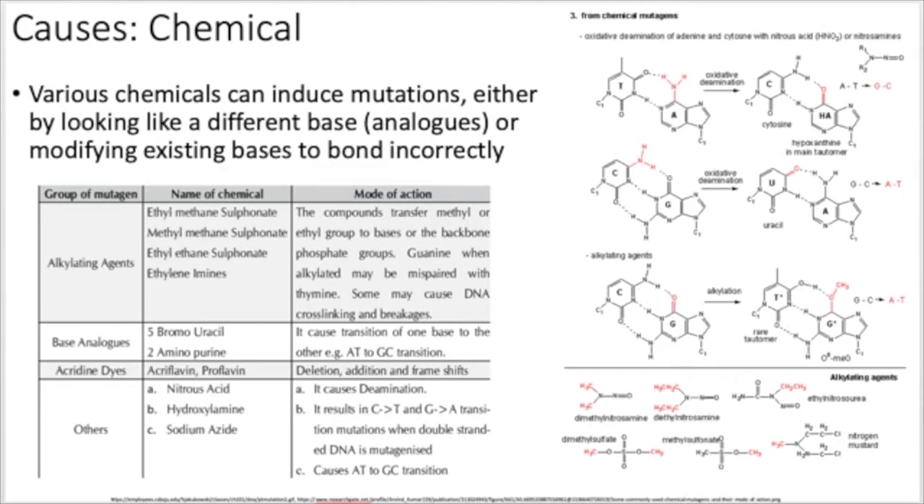Now let's move on to chemical causes. So there are tons of these. There's tons of charts, just all kinds of different chemicals that cause different things. So usually they can either themselves look like a different base. We call those analogs, okay? Or you can mess up the actual structure of the nucleic acids themselves, okay? And that can cause a variety of things. So you can cause additions, you can cause deletions, a lot of substitutions.